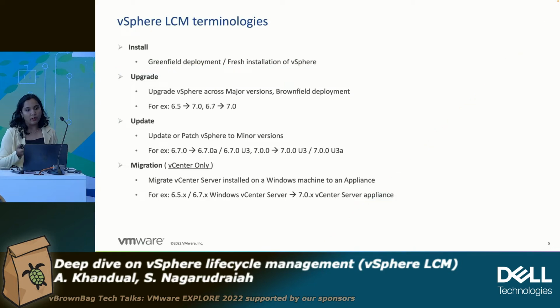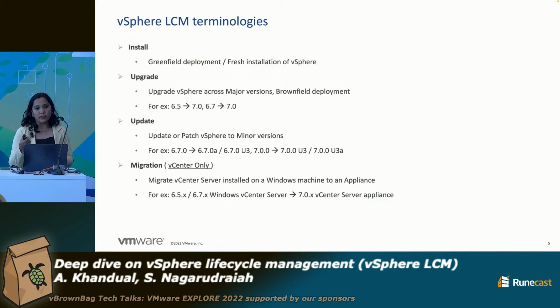So basically there are four terminologies: install, upgrade, update, and migration. Firstly, install is for those users who do not have any trace of history of vSphere installed on their environments, and they're doing a fresh deployment of the vSphere product on their environment for the first time. And upgrade is pretty different. You already have some version of vSphere installed on your machine, and if you're trying to upgrade to the next available major version, you're doing a major upgrade.